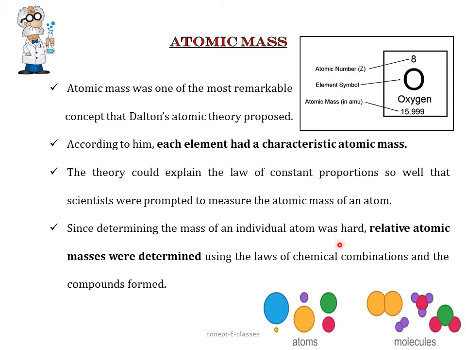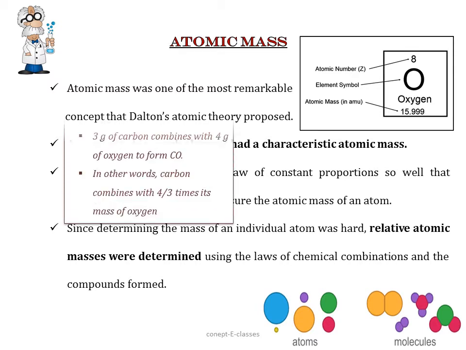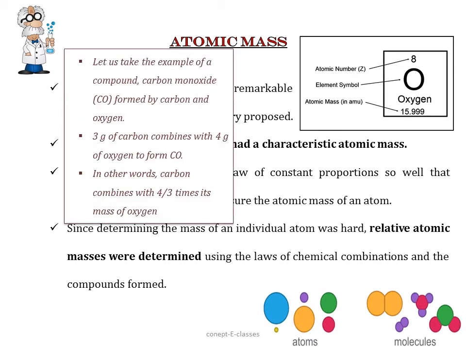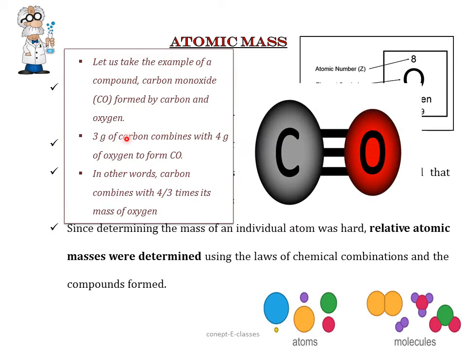Hence, relative atomic masses were determined using the law of chemical combination and how the compounds were formed. Relative mass means the average relative mass of an atom. Take for example carbon monoxide, the compound. It is formed by carbon and oxygen. So 3 grams of carbon combines with 4 grams of oxygen to form carbon monoxide. In other words, the carbon combines with 4 by 3 times its mass of oxygen.